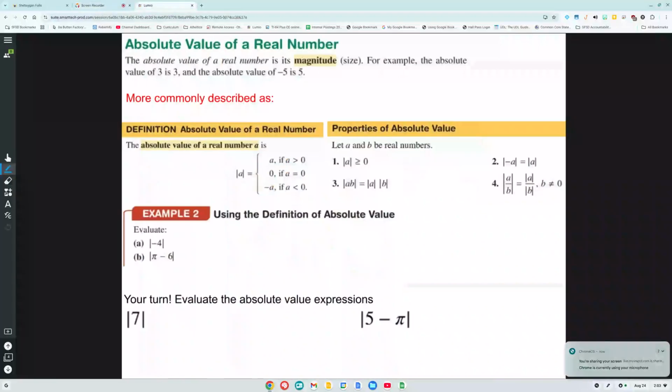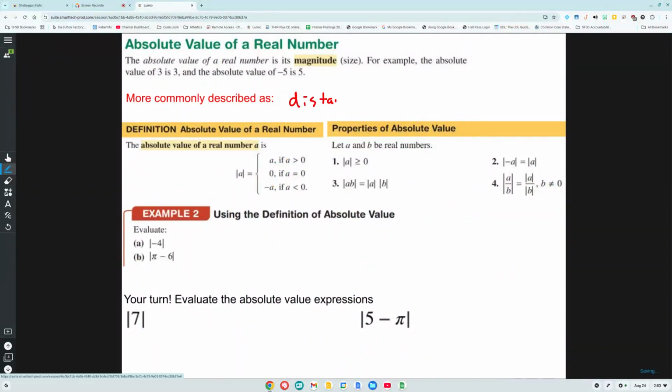All right, now we get to talk about absolute values and what the absolute value actually represents. The absolute value of a number is the magnitude of the size. For example, the absolute value of 3 is 3, the absolute value of -5 is 5. More commonly throughout the years, you've probably heard this described as the absolute value represents the distance from 0. That is oftentimes how I will refer to it, as opposed to the magnitude. Just from an intellectual standpoint it makes a little more sense.